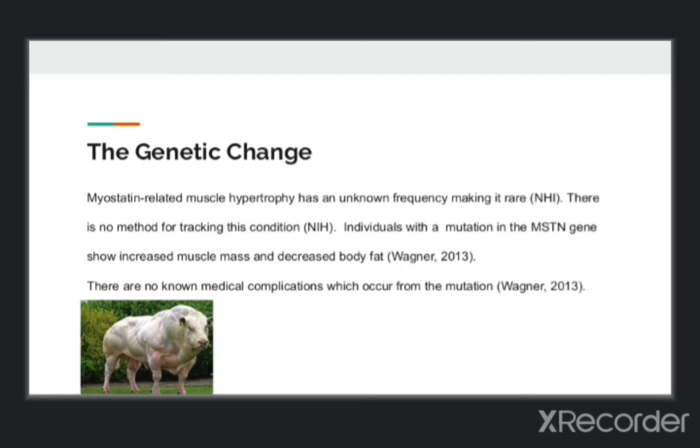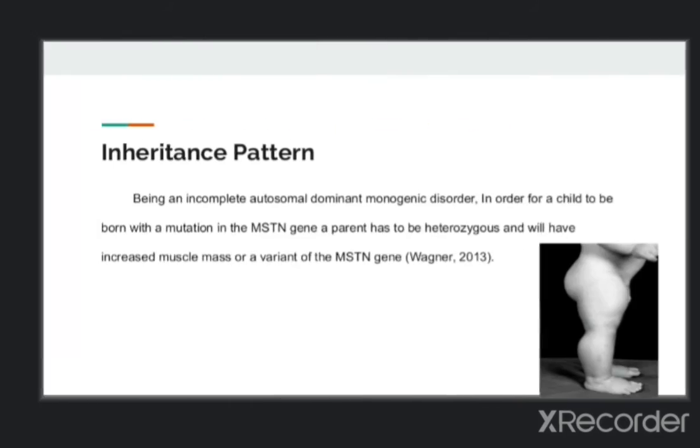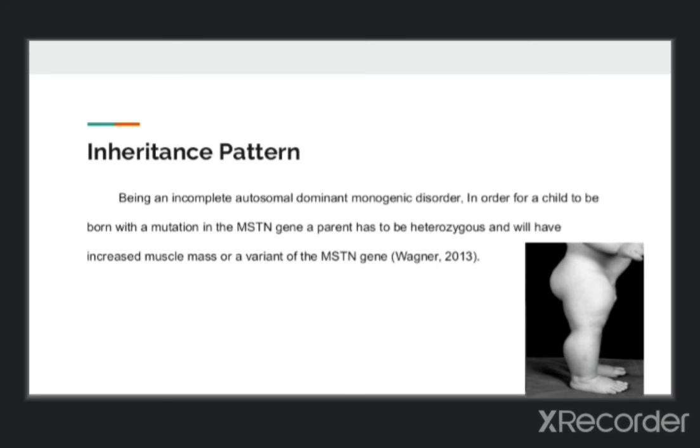That sounds pretty nice. Wouldn't anyone like to have increased muscle mass and lower body fat? I guess not anyone, but, the inheritance pattern.